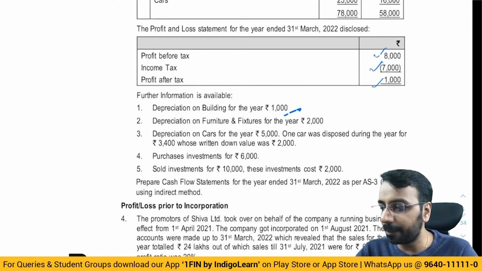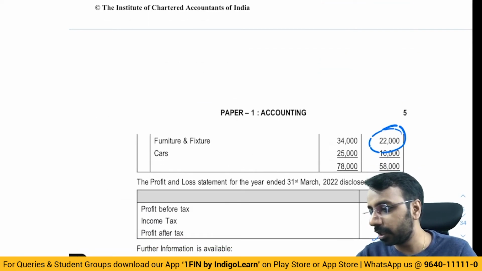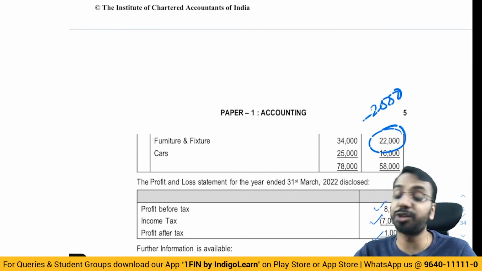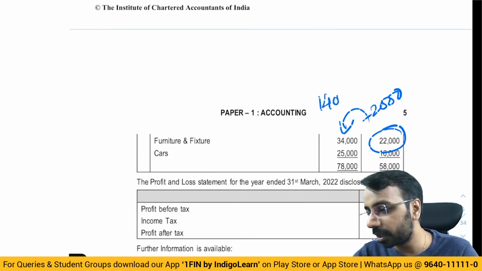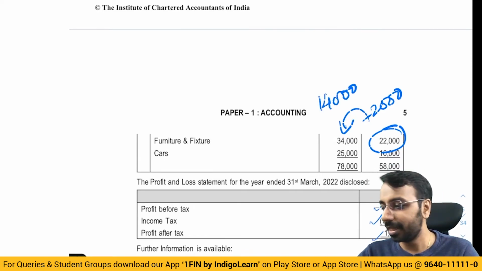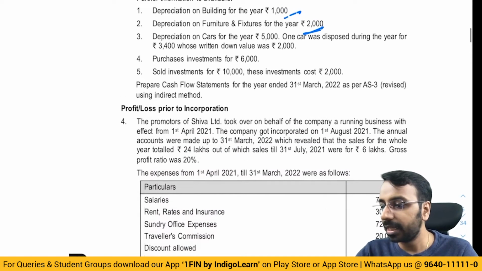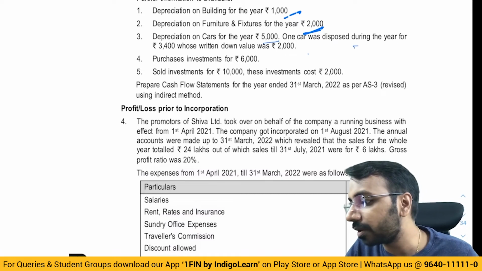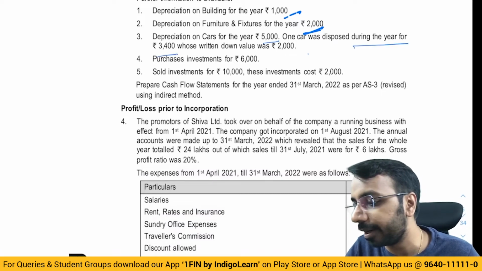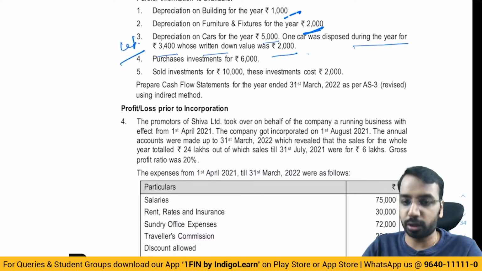We can see that depreciation on furniture and fixture is 2,000. So furniture and fixture 22,000 minus 2,000 of depreciation should have been 20,000. Now it is how much? 34,000, meaning 14,000 of addition, right? Then you can prepare a ledger or you can prepare a tabular format and do it. Then depreciation on the car 5,000. One car was disposed during the year for 3,400, whose written down value was 2,000. So definitely we'll prepare a ledger so that we are not confused.